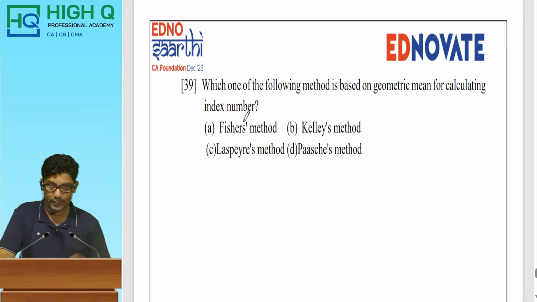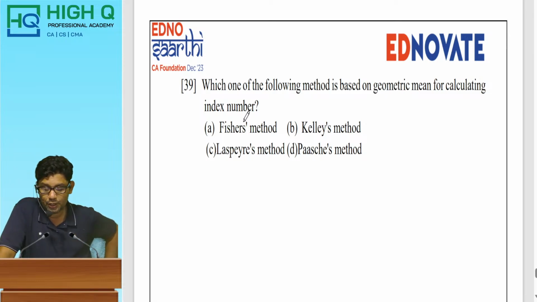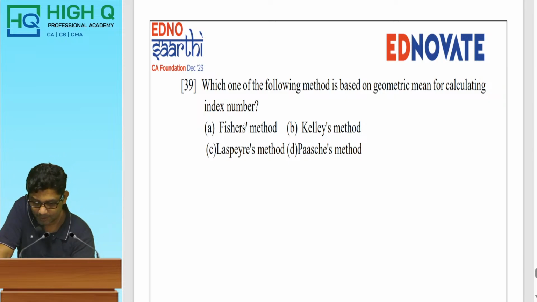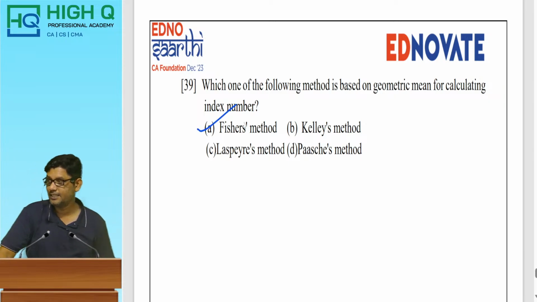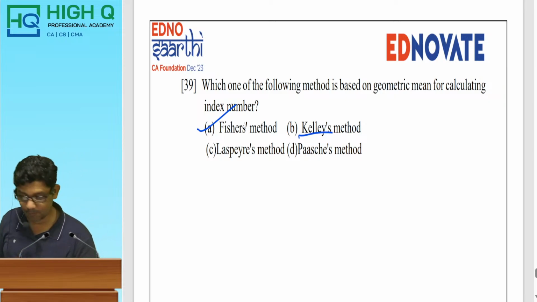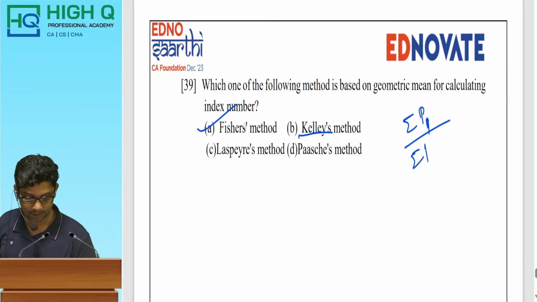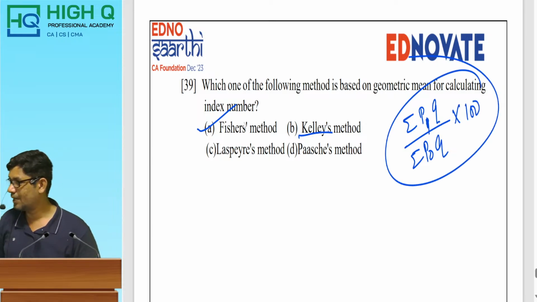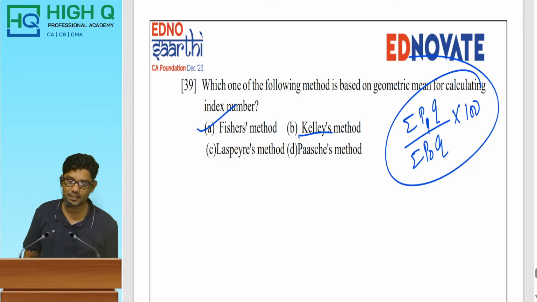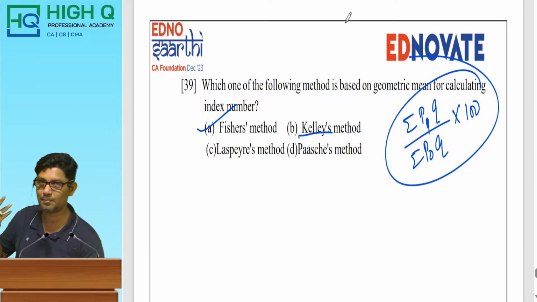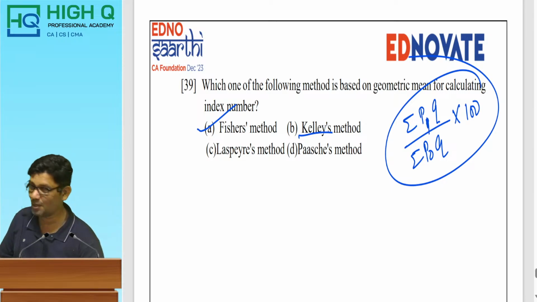Now, which one of the following methods is based on geometric mean for calculating index number? Fisher's. I think my regular class students might be knowing. Kelly's formula also we discussed. Summation P naught, sorry. Okay, this is what Kelly's is. I mentioned it, but I did not give the formula. Kelly's is this only, only multiplied by the quantity. We don't know whether it is base year or current year. Formula, everything remains the same.